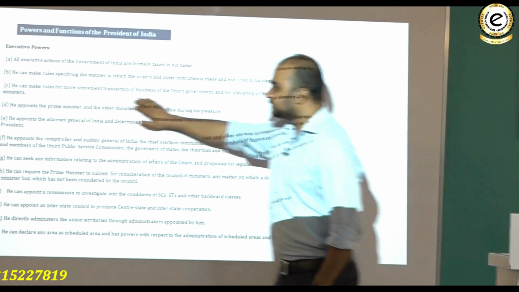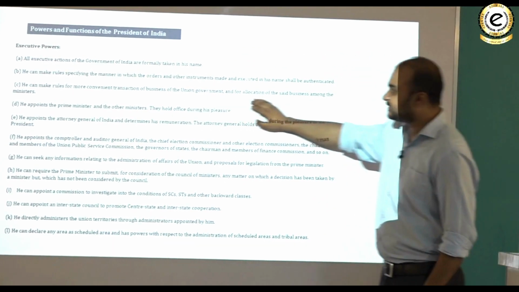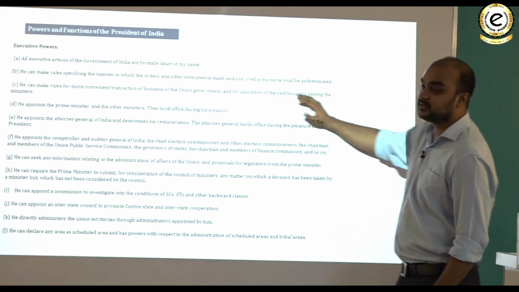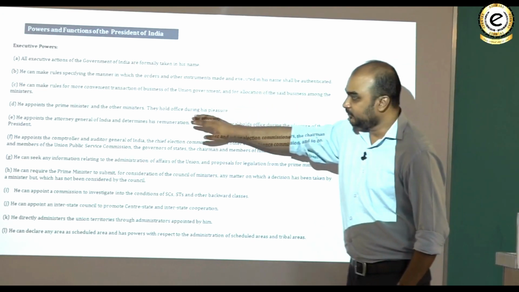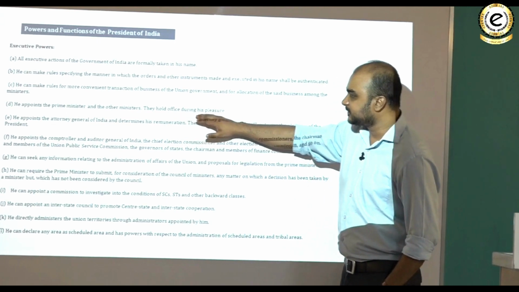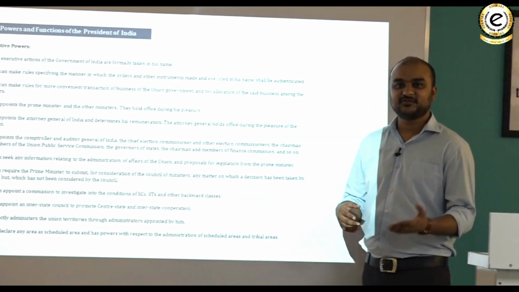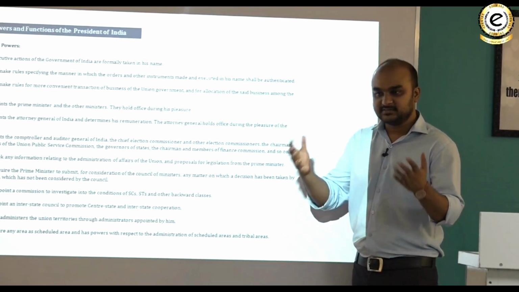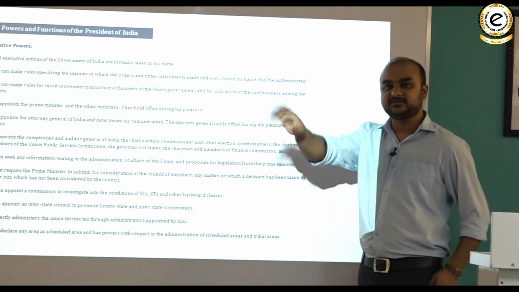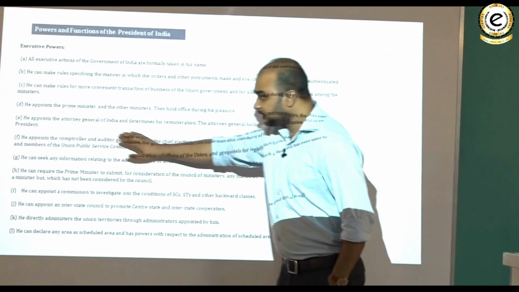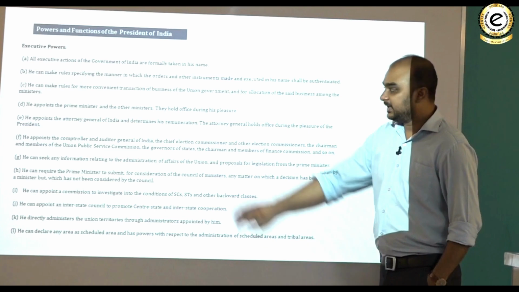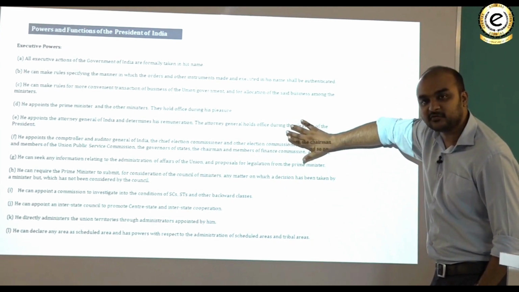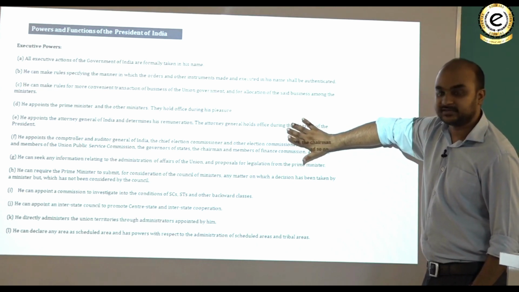He can make rules for more convenient transaction of business of the union government and for allocation of the said business among the ministers. He appoints the Prime Minister and other ministers. They hold office during his pleasure. In fact, the pleasure of the President is actually the pleasure of the Prime Minister. He appoints the other ministers on the advice of the Prime Minister. He appoints the Attorney General of India and determines his remuneration. In fact, the Attorney General of India holds office at the pleasure of the President.